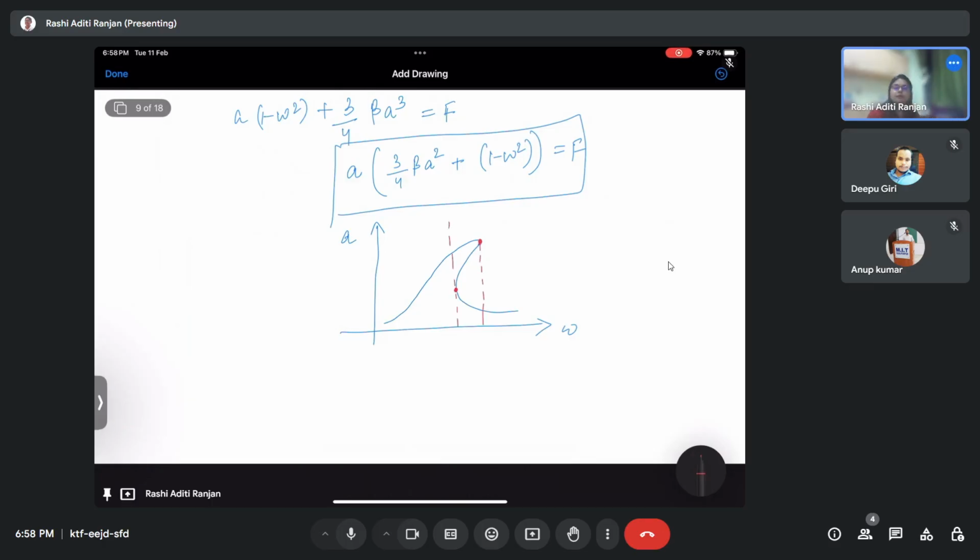If I see in this region, what do I have? I have three values of A corresponding to a single value of omega.